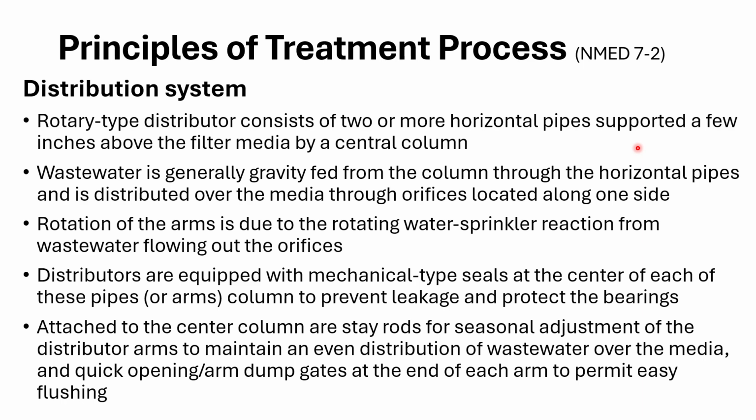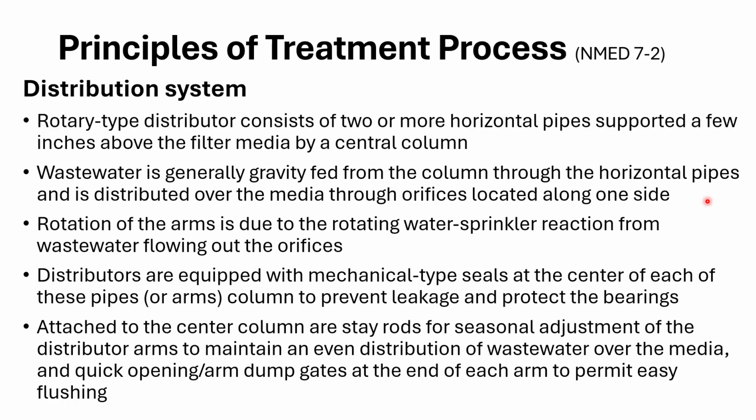The distribution system, that arm that we saw in the schematic, it's just a rotary type, which means it's going to go in a circular fashion, and it's got a couple of horizontal pipes. It's a few inches above the media filter, and it's supported by a central column in the center of the filter, and it's gravity fed from the column through the horizontal pipes, and it's just trickled over the media through orifices or slots on one side of the pipe.